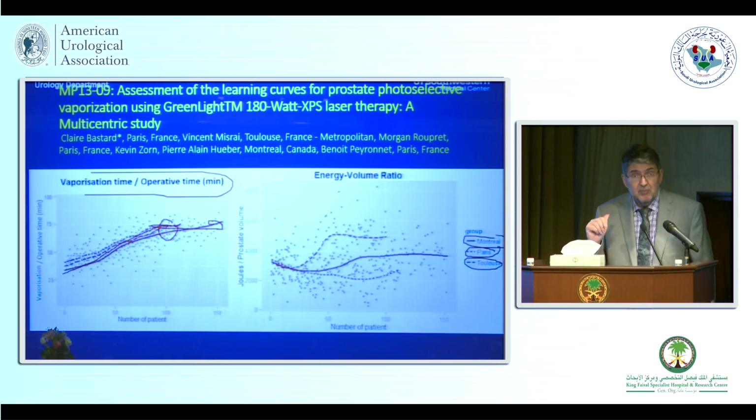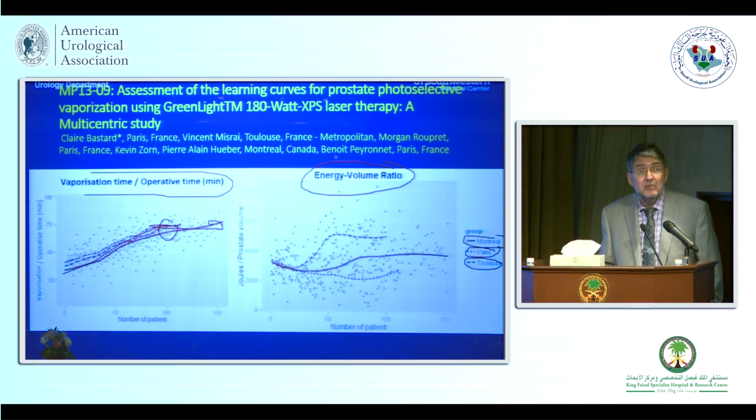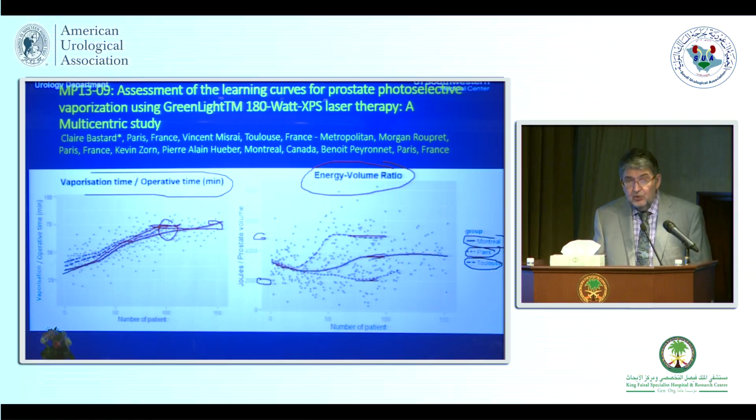Very important insight, in my opinion, because it's not as easy to do the green light laser well as some people think. This is the energy volume ratio. This is the energy administered per gram of tissue. And that's shocking to me, that between the 3 centers, 1, 2, and 3, there are such differences. It ranges from 5,000 joules down to 2,000 joules per gram.